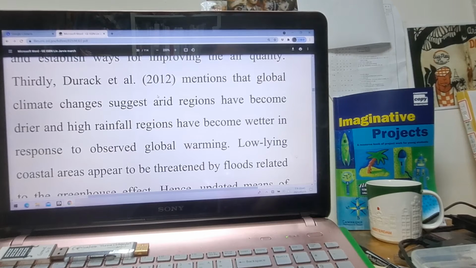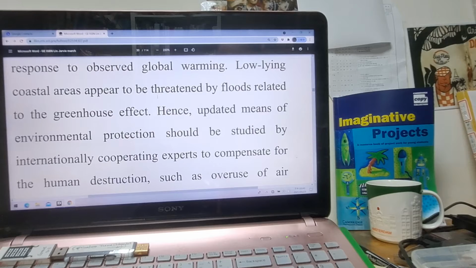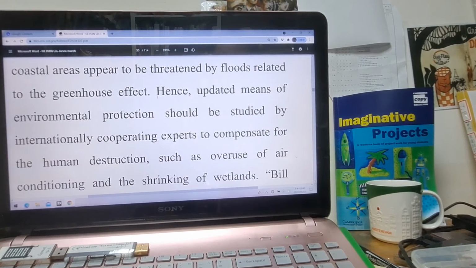Thirdly, Durack et al. mention that global climate change suggests arid regions have become drier and high rainfall regions have become wetter in response to observed global warming. Low-lying coastal areas appear to be threatened by floods related to the greenhouse effect. Hence, updated means of environmental protection should be studied by internationally cooperating experts to compensate for the human destruction, such as overuse of air conditioners and the shrinking of the wetlands.